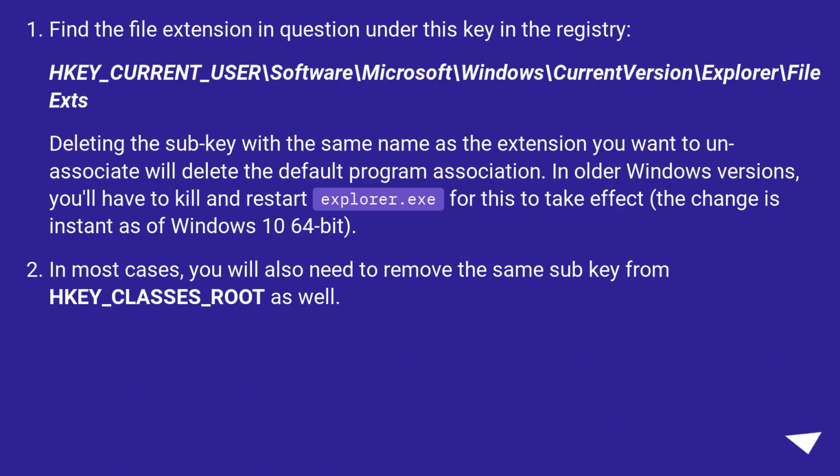Find the file extension in question under this key in the registry: HKEY_CURRENT_USER\Software\Microsoft\Windows\CurrentVersion\Explorer\FileExts. Deleting the subkey with the same name as the extension you want to unassociate will delete the default program association. In older Windows versions, you'll have to kill and restart explorer.exe for this to take effect. The change is instant as of Windows 10 64-bit.